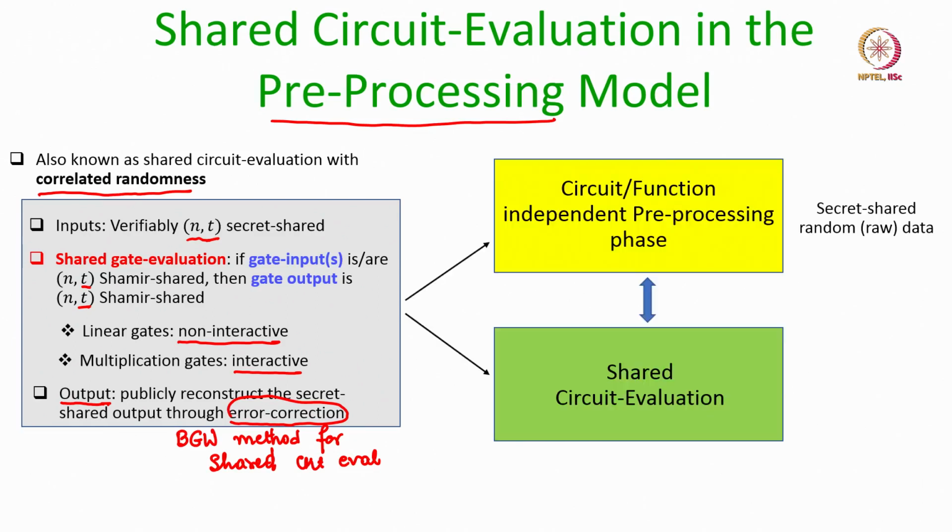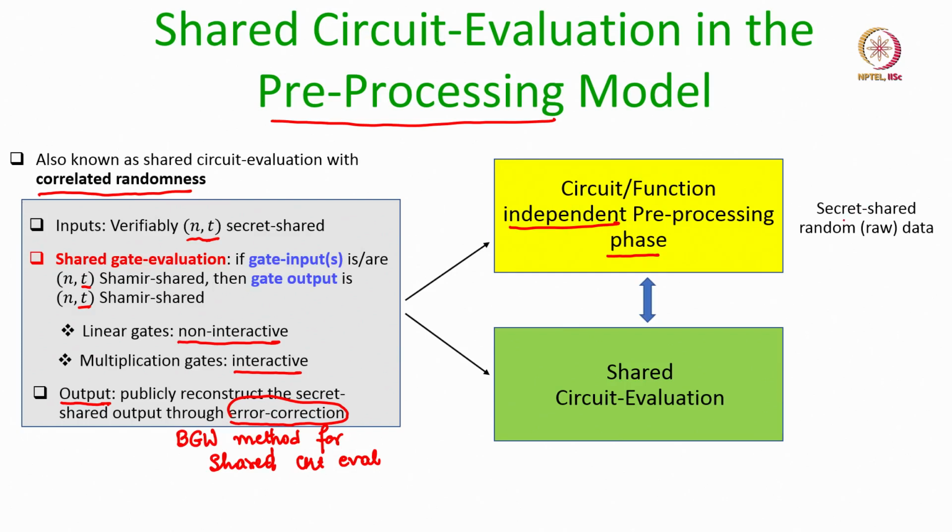Now, this pre-processing model divides this method of shared circuit evaluation into 2 independent phases. So, we have a pre-processing phase which is independent of the circuit or the function which needs to be computed, as well as the inputs of the function. And as the name suggests, this is a pre-processing phase. So, this phase can be executed well in advance before the inputs for the function are available.